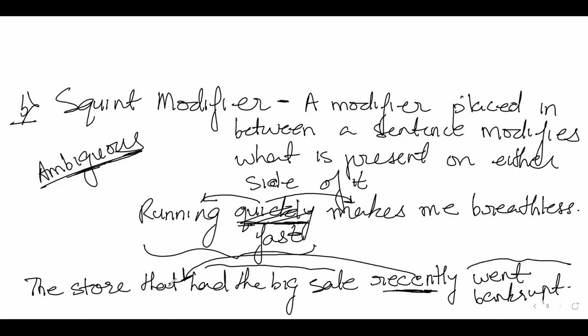Or otherwise I say the store that had the big sale has recently gone bankrupt. So if I want recently to refer to going bankrupt, then I will say the store that had the big sale has recently gone bankrupt. But in its current form, the sentence does not make a lot of sense. It requires change to be done. Okay, so this is the concept of a squint modifier.